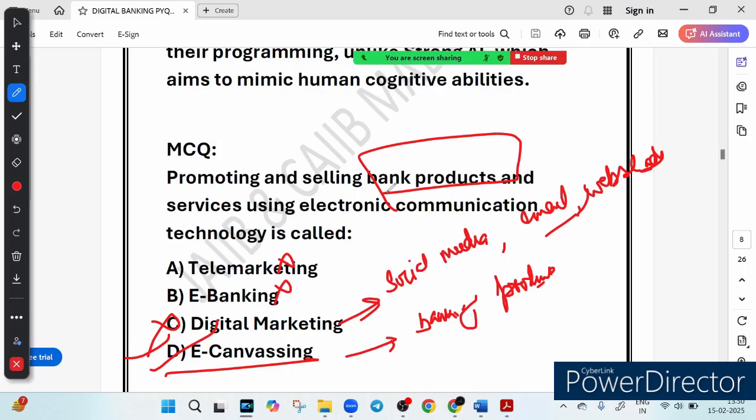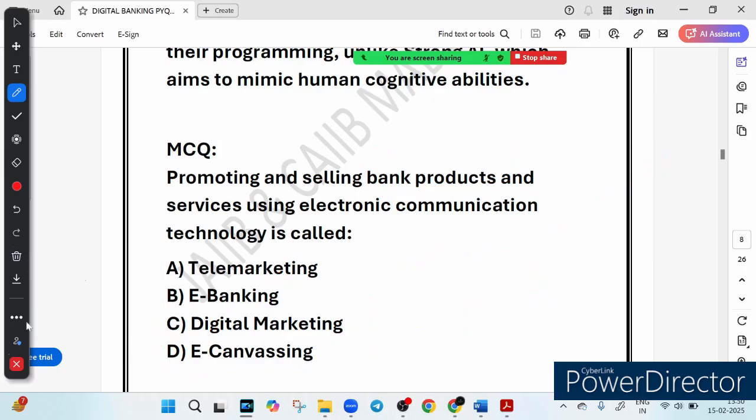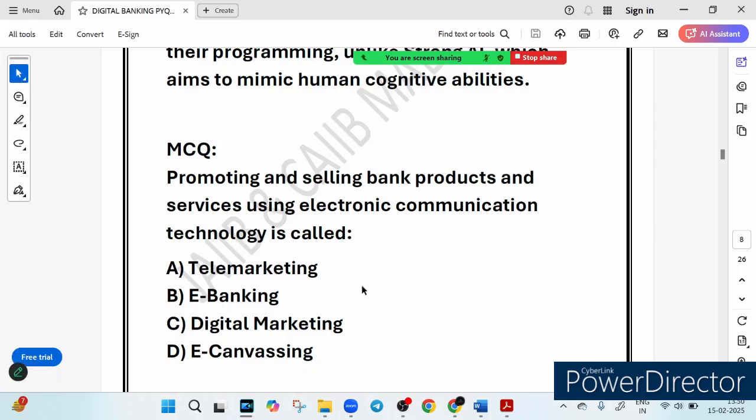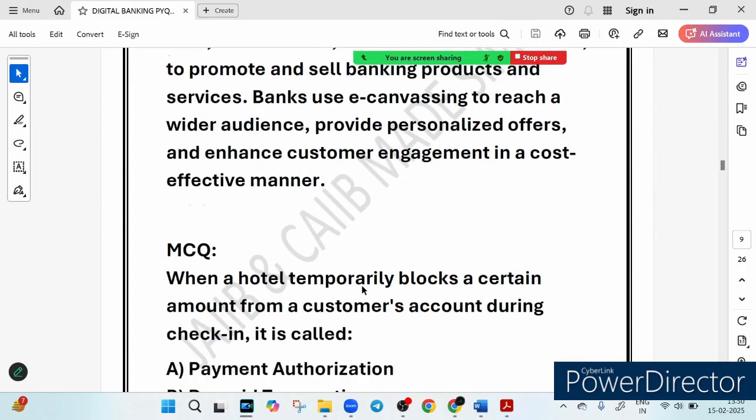The correct answer is option number D, right? Telemarketing uses phone calls, e-banking is about online banking services, and digital marketing is a general term not specific to banking. Now I hope you understand what e-canvassing means. This is a super important concept. Now let's see the next question.